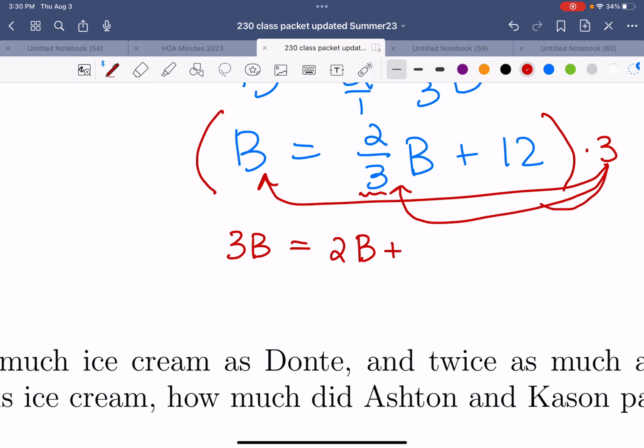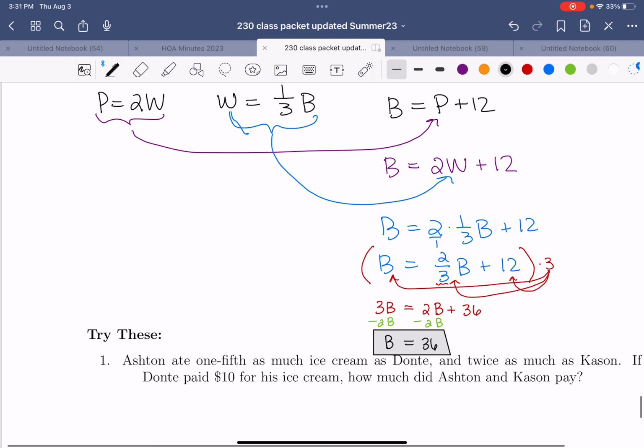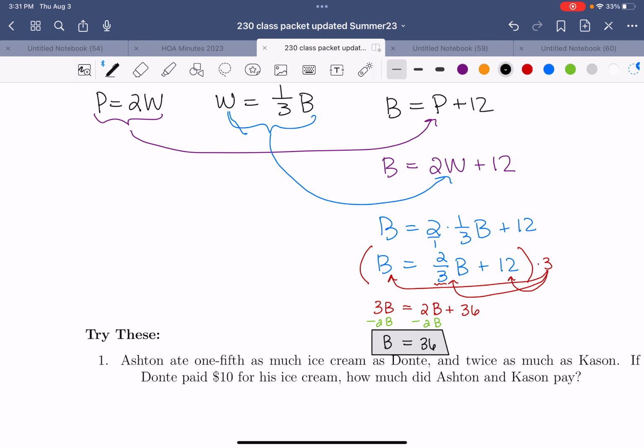And then lastly, the 3 times the 12. 3 times 12 gives me 36. From here, now I've got all whole numbers, and I can go ahead and subtract the 2b to the other side. And that's going to leave me with 3b minus 2b is just 1b. And over here I have 36. So now we have that b equals 36. Okay. Then I can take that b and work my way backwards.